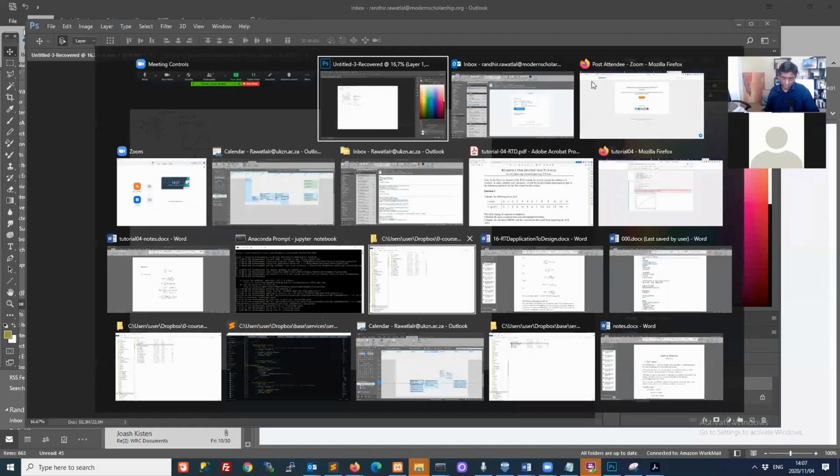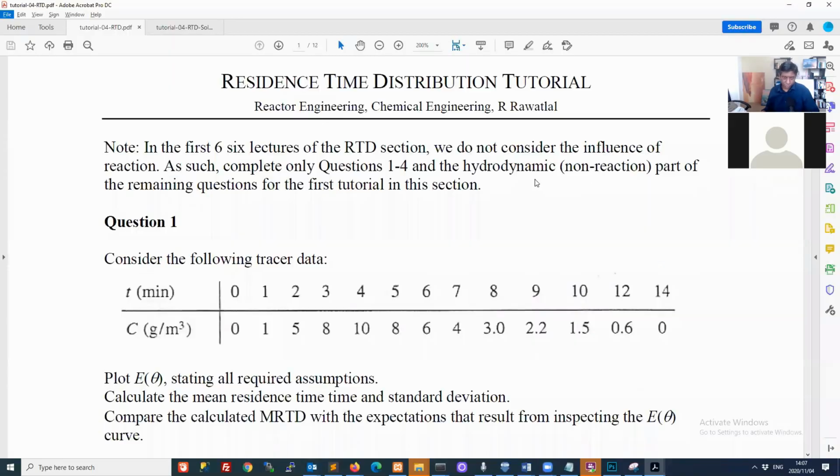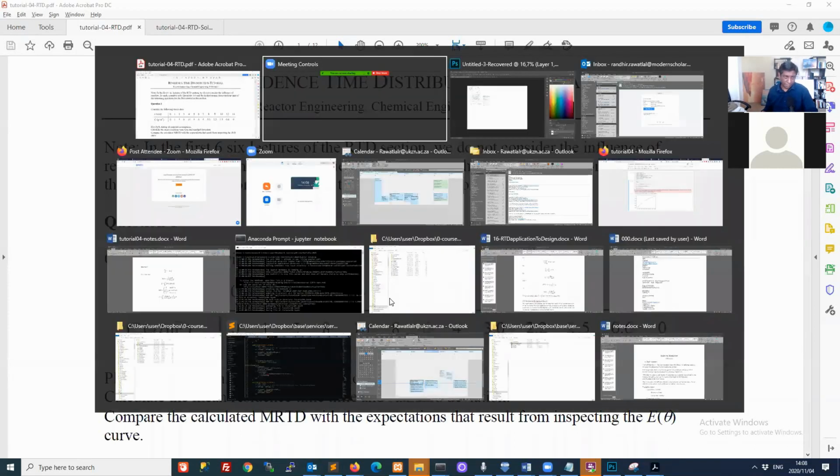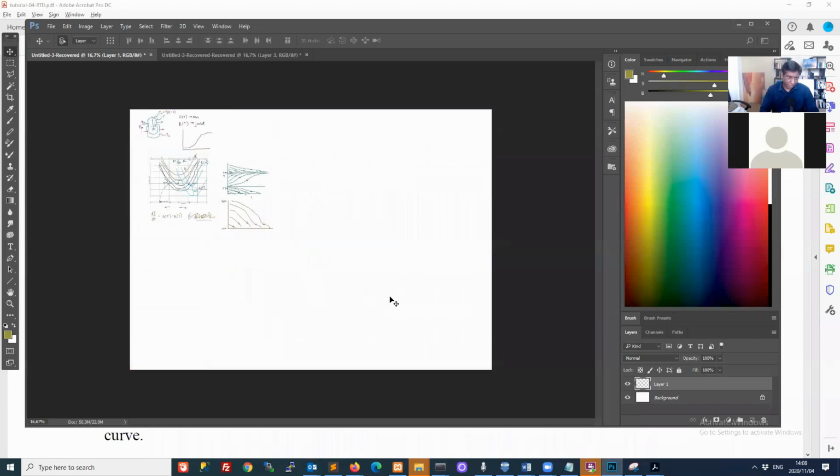So let's, I'm just going to share screen. And let's go to the tutorial. So let's look at the question. So question one, we can have a quick look at this question. So here it says we've got this tracer data available. So we have some real reactor where some measurements were taken, and let's start sketching these things out.